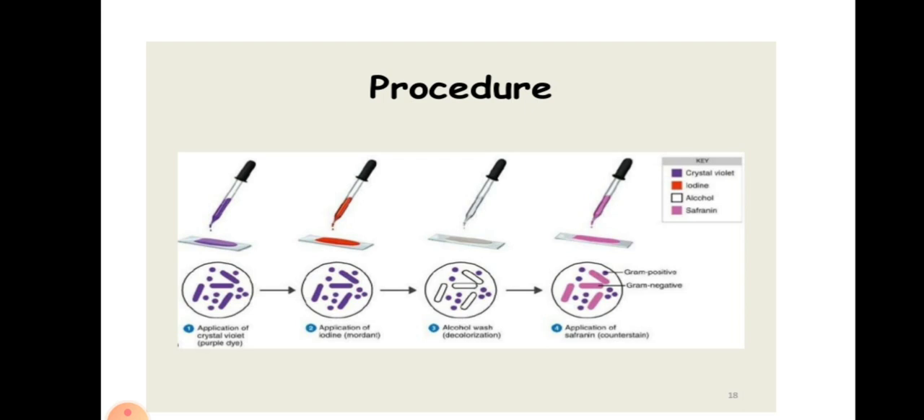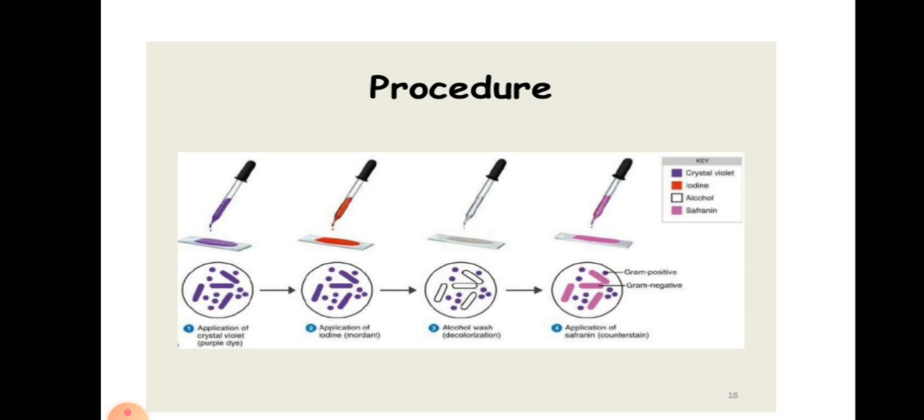So the procedure is like this. The first step is application of crystal violet, which will turn all the bacteria on the slide violet in color. Then a mordant is added. The mordant, iodine, is added to the smear after washing with water. This mordant helps in fixing the crystal violet in the cell wall of the bacterium, which is followed by the decolorizing agent. Alcohol will remove the stain from gram negative bacteria.